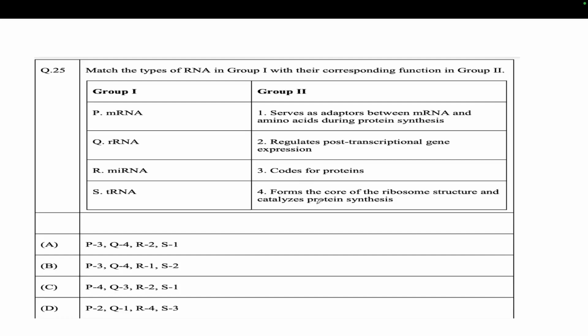Yes, the correct option will be option A, because mRNA is helpful for coding protein. rRNA is the ribosomal RNA, so it forms the core of the ribosome structure and catalyzes protein synthesis. Then miRNA is the regulatory RNA, so it will regulate post-transcriptional gene expression, and tRNA will charge the amino acid during translation, so it serves as an adapter between mRNA and amino acid during protein synthesis. So the correct option for this question will be option A. Okay, understood?